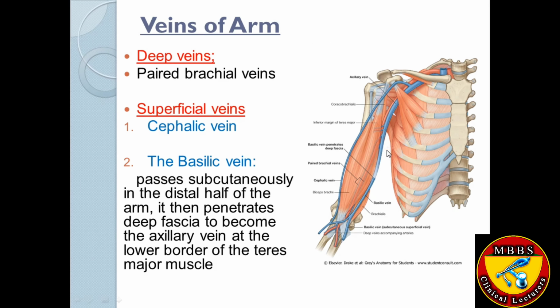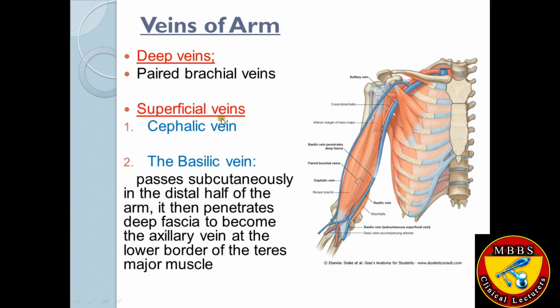The veins of the arm. There are 2 types of veins present in the arm: deep veins and the superficial veins. Now look carefully into the figure. Deep to the muscles, deep to the biceps, you can see paired brachial veins which are running along the brachial artery. So there are 2 deep veins which are paired brachial veins.